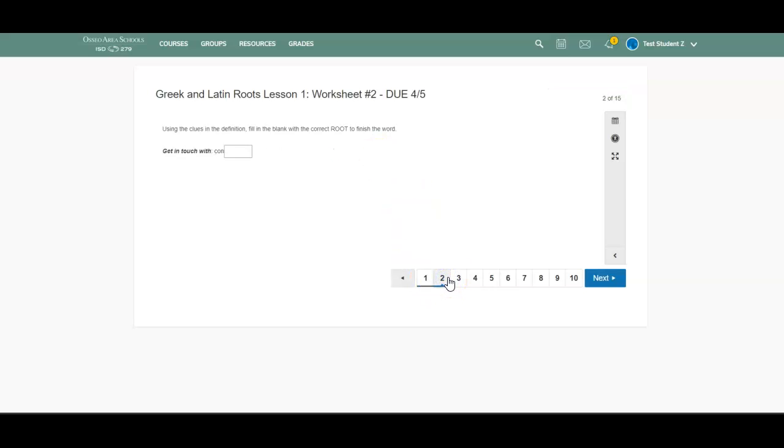I repeat this process through the rest of the sentence, simply finding the correct root to put in the blank so that I can create a new word, and what's in bold is going to be the definition of that word.